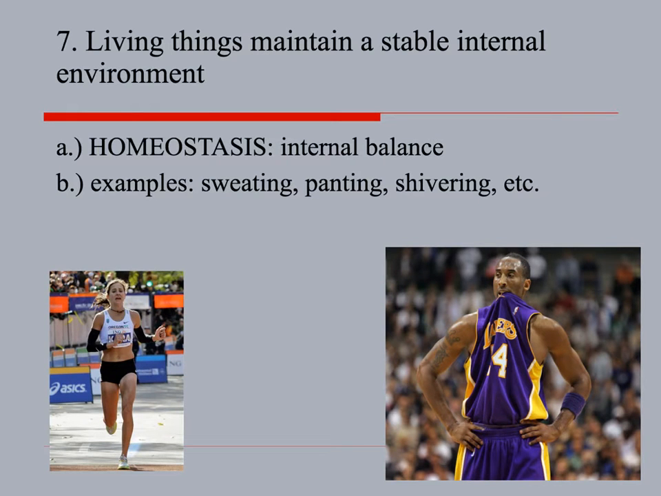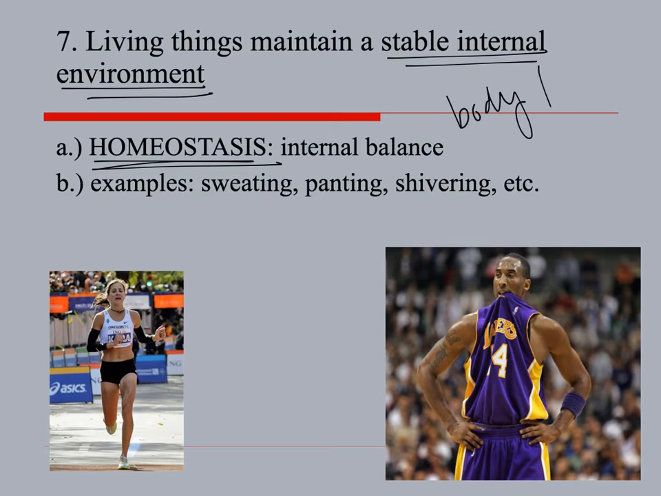Living things also must maintain a stable internal environment. This is actually called homeostasis. A good way to think of this is your body temperature. You must maintain a body temperature of 98.6 degrees Fahrenheit. If you don't, you start running a fever or you might have hypothermia. And so your body responds to that by either sweating or shivering, depending on if you're hot or cold.